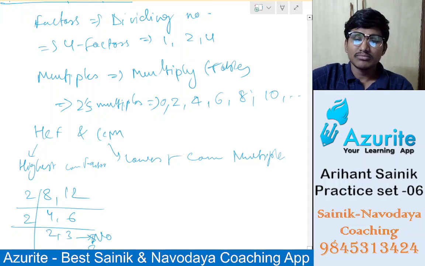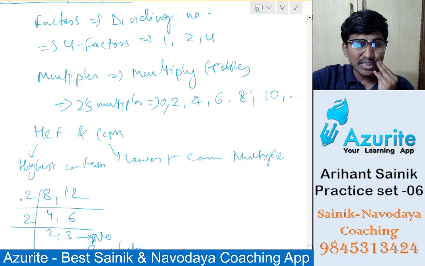No same factor or common factor, so we have to stop. 2 and 3 will not come. So the HCF will be 2 twos are 4.